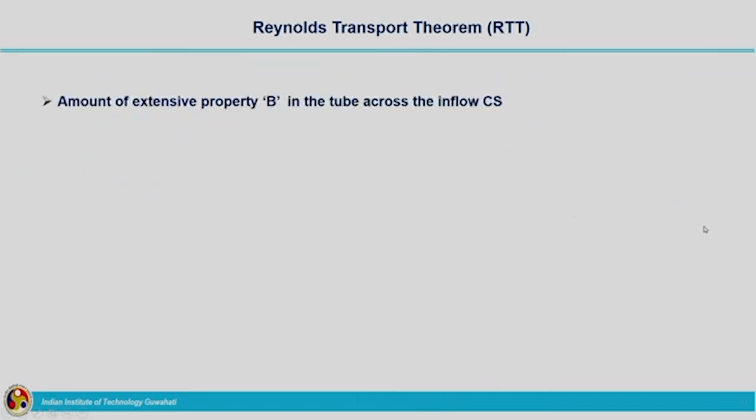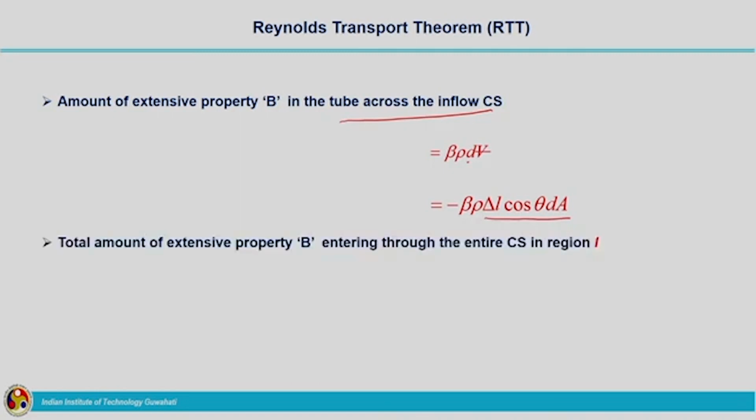Now, the same procedure we will do for the inflow region also. The amount of extensive property B in the tube across the inflow control surface is given by beta rho dV, and then we will calculate the total amount of extensive property entering the control volume. Here, for dV we have substituted delta L cos theta dA. Now, the total amount of extensive property will be the integral of this particular quantity, that is given by minus the surface integral of beta rho delta L cos theta dA.